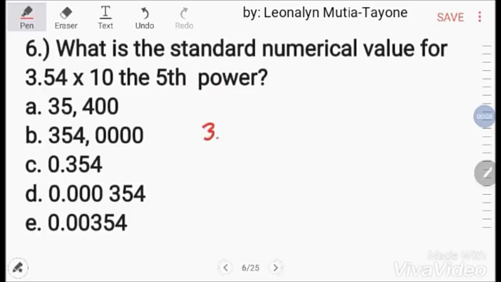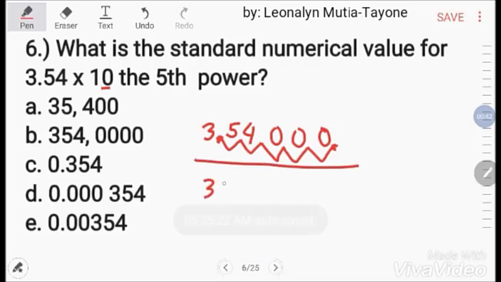Number 6, what is the standard numerical value for 3.54 times 10 to the 5th power? Una mong gawin ay isulat mo muna yung number. Okay. So, from decimal, mag-move ka ng 5 going to the right kasi nag-multiply ka. 1, yung decimal ang minove mo. 2, 3, 4, 5. So, itong mga vacant na to, ito na yung decimal. Itong mga vacant na to, lagyan mo ng 0. So, ito na yung whole number mo, which is equivalent to 354,000.